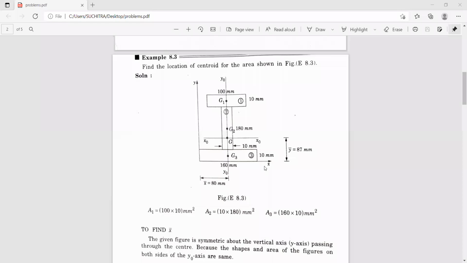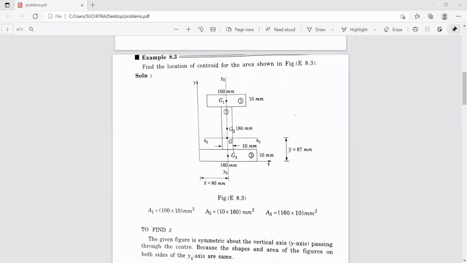Now we have to find the y bar. It is not symmetrical about the x-axis. The figure is not symmetrical about the x-axis, hence we need to find the value of y bar. So now we have to find the values of y1, y2 and y3. So y1 is this height from the center of this figure to the x-axis.